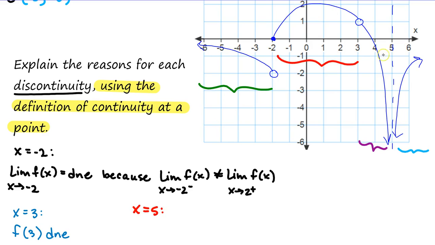So notice that there's no point, there's no closed circle, so f of 5 does not exist. That's reason enough to say we have a discontinuity. We could stop there. But in addition to that, the limit of f of x does not exist as x approaches 5 because it's negative infinity. And remember, for a limit to exist, it has to be a finite number. So there are two reasons why we have a discontinuity there.